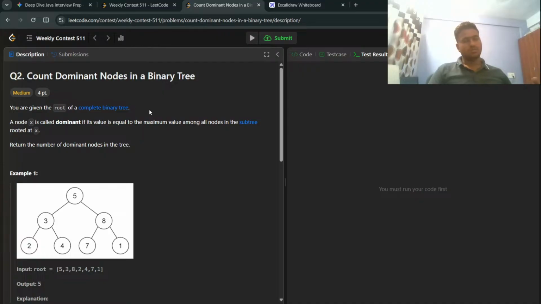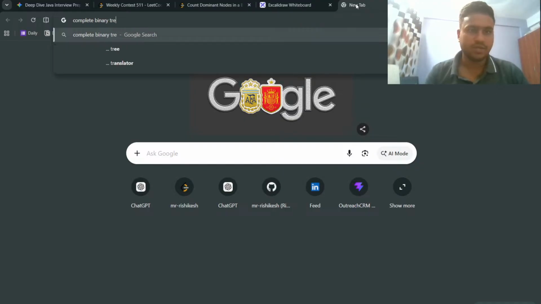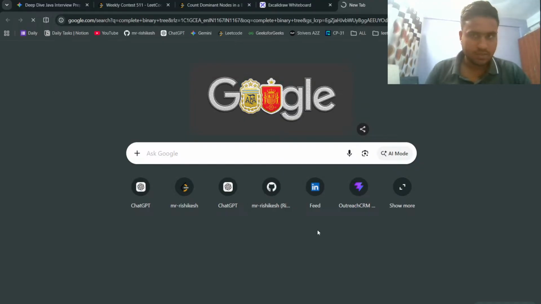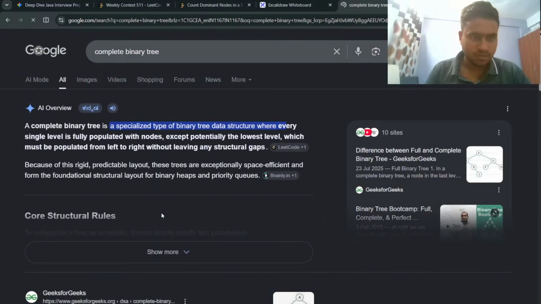all the levels are filled. Okay, you can see here. Considering complete binary tree, every single level is fully populated with nodes except potentially the lowest level, which must be populated from left to right.